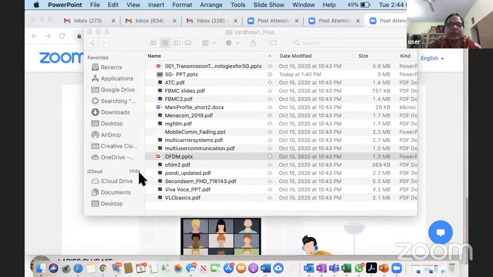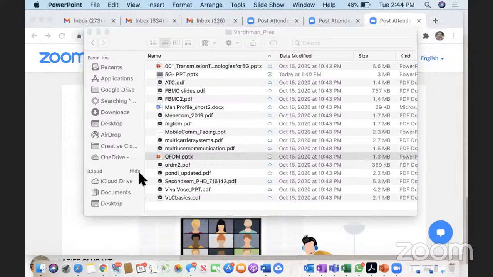So how many subcarriers you are using and what is your data length, that must be matching. Otherwise, I cannot accommodate all my symbols into my FFT block. So that is always necessary. Okay.